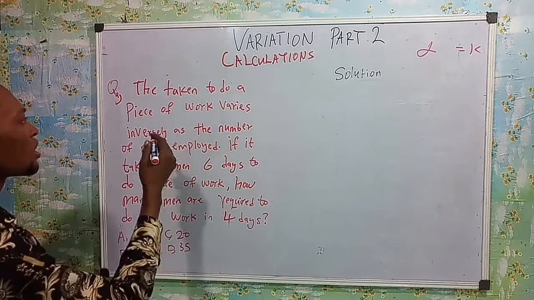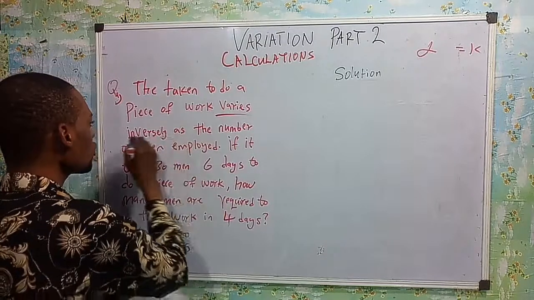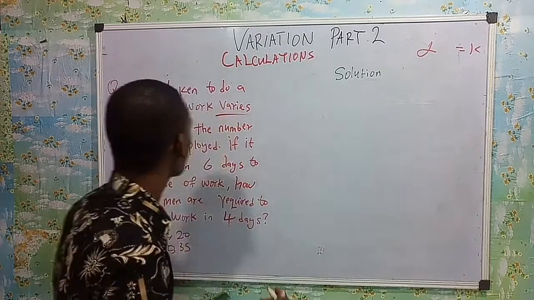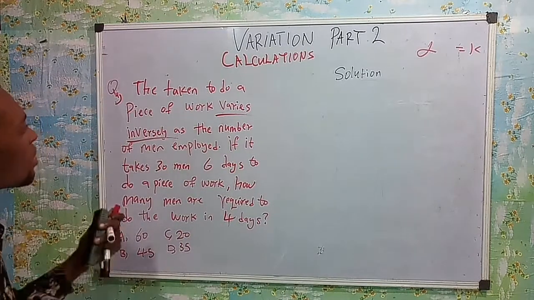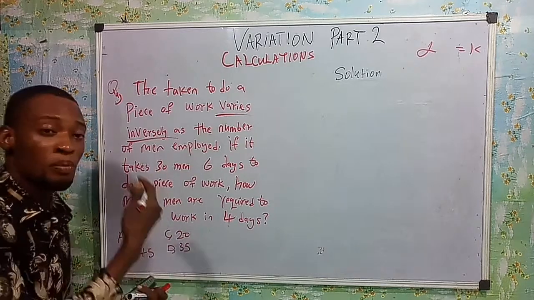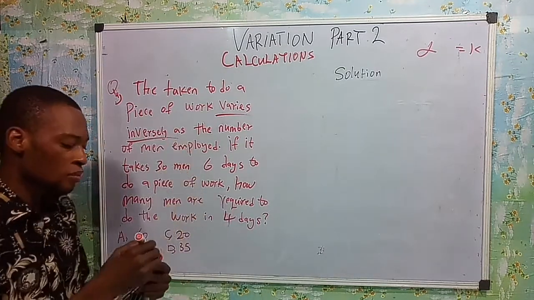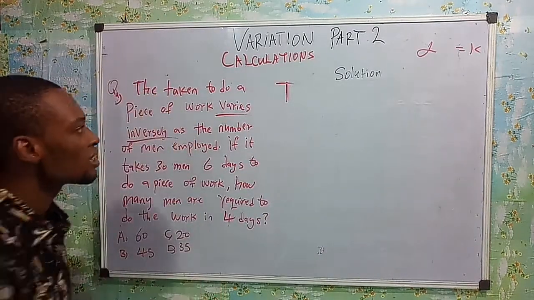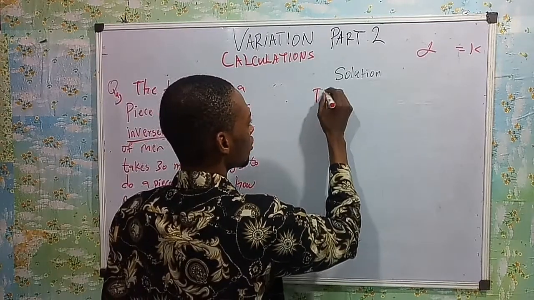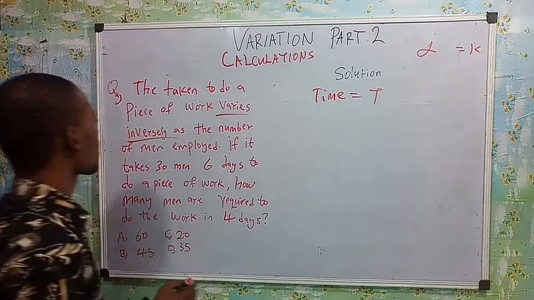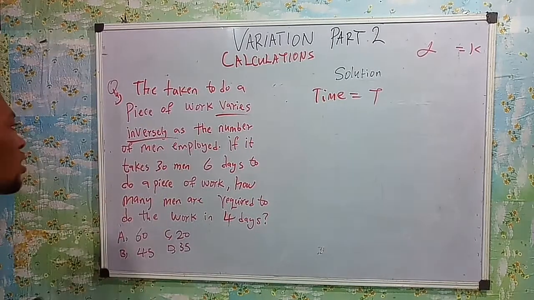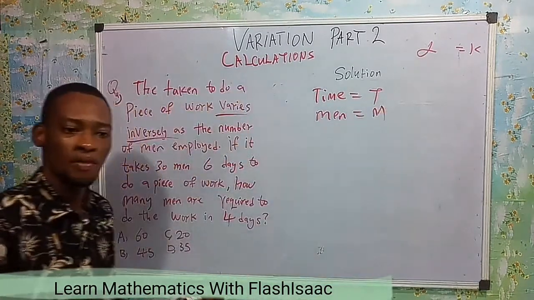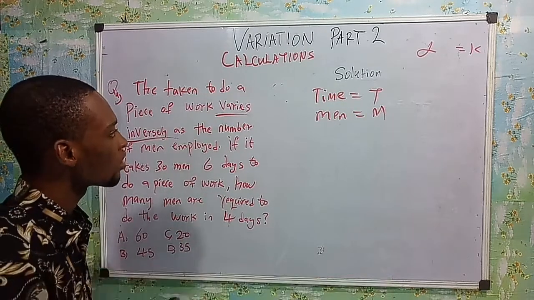Now we are told that the time taken to do a piece of work varies inversely, which confirms that we are dealing with inverse variation or indirect variation. We can also read this as the time taken to do a piece of work is inversely proportional to the number of men employed. So let's call time T, and let the number of men employed be M, to make it easier for us during calculation.